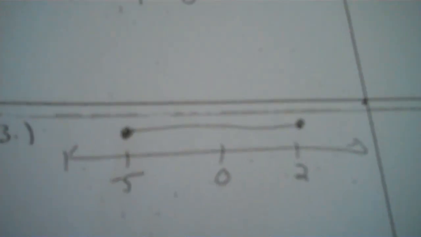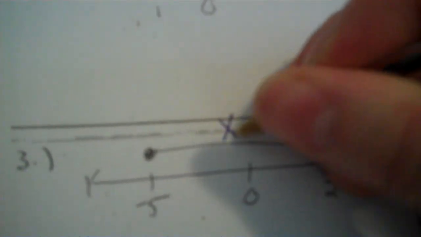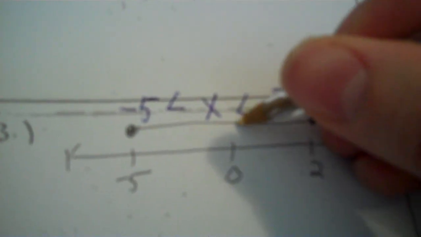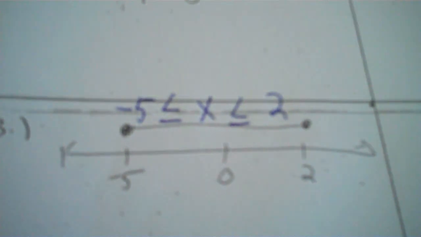Okay, number 3. I have -5 as the low, 2 as the high. So I put x, -5 on this side, and then +2 on this side. Okay, so we always eat the highest number, and then we eat the x, and then we put the lines in because the circles are filled.